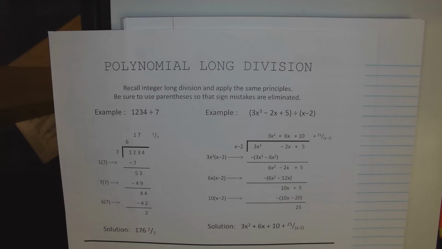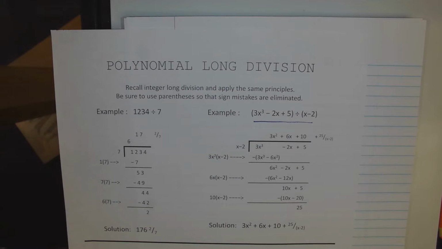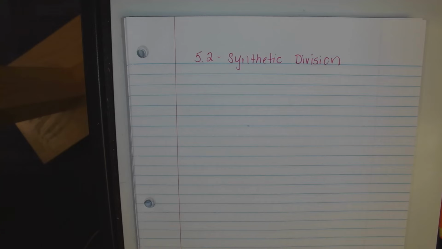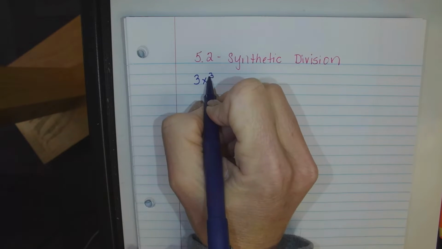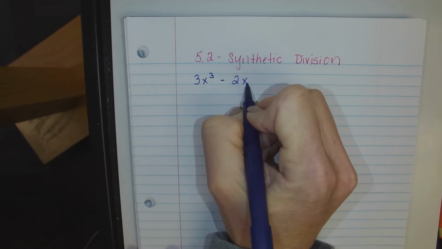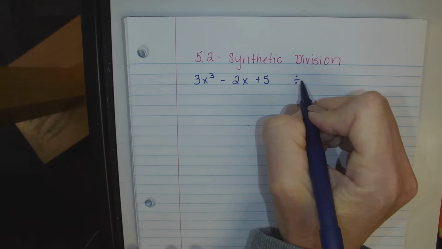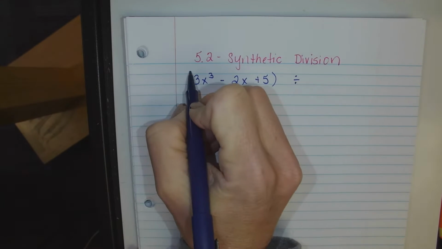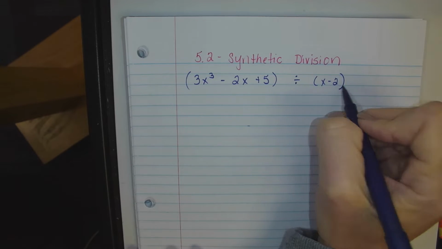So I'm gonna use this problem. Okay. So I'm going to transfer that over to our notes. We have 3x to the third minus 2x plus 5 divided by, I'm going to put parentheses around it just to separate, x minus 2.